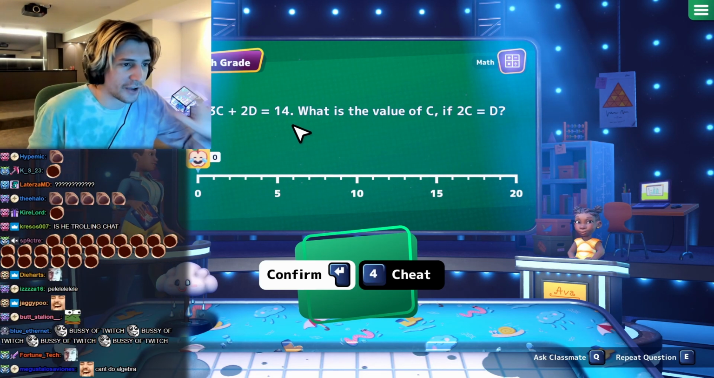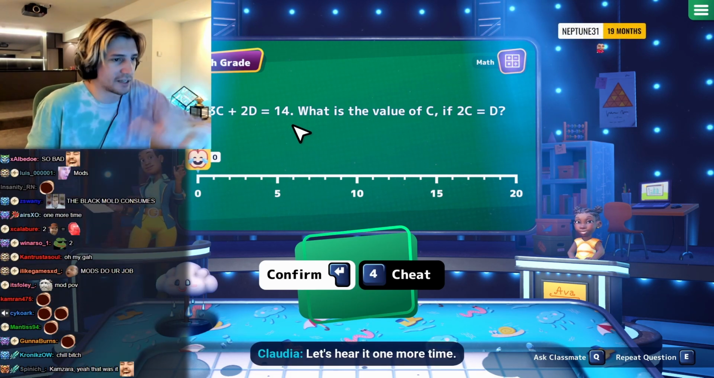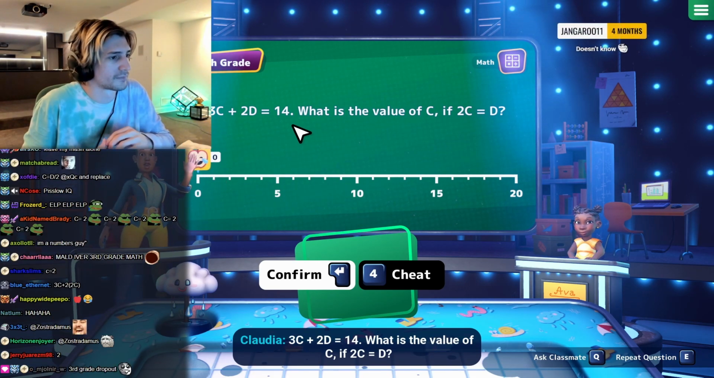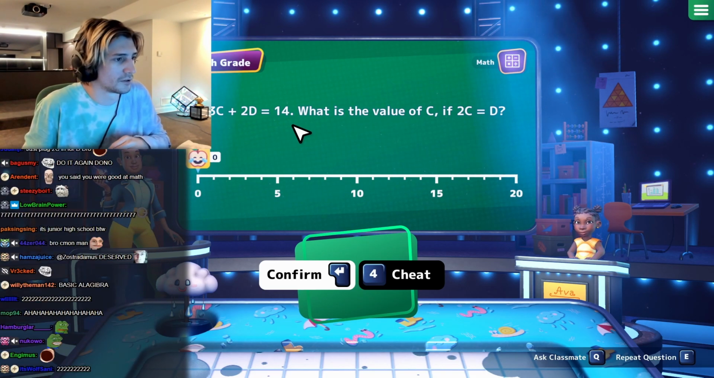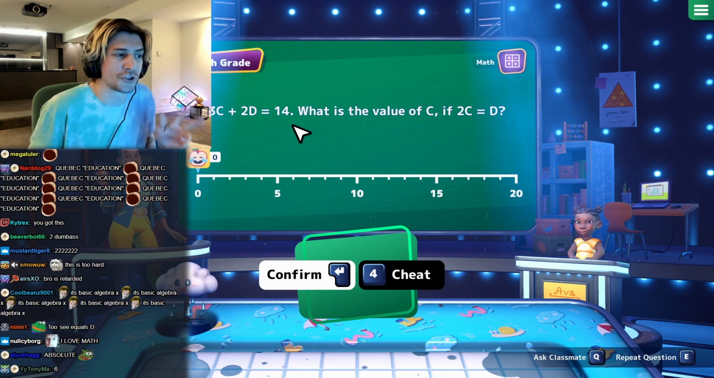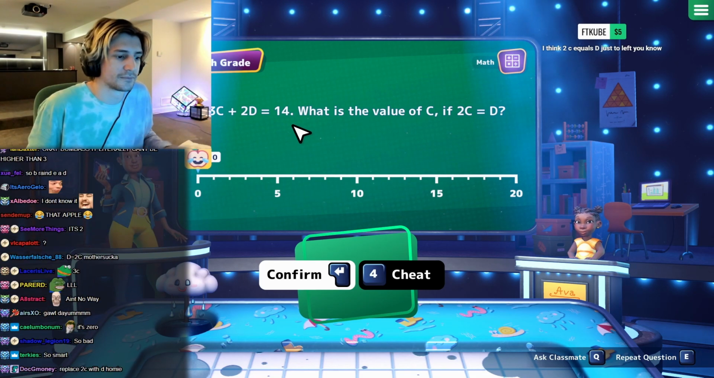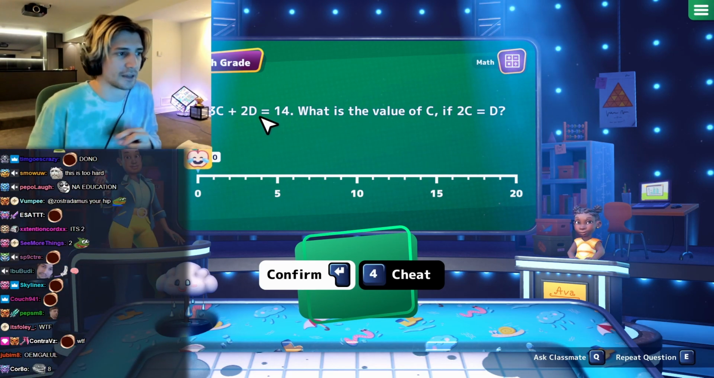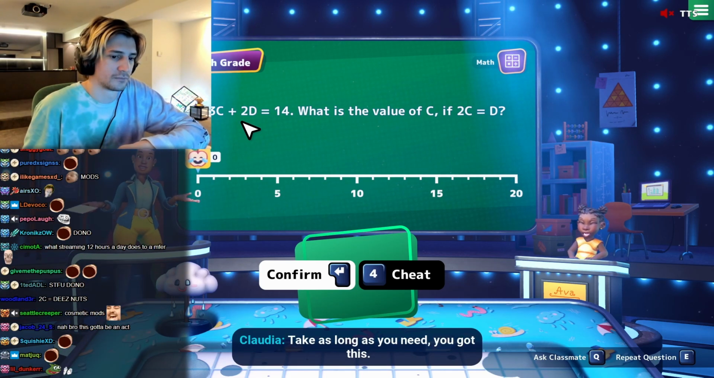Okay. Settle down. I got this. Let's hear it one more time. 3C plus 2D equals 14. What is the value of C if 2C equals D? Okay. Fair enough. Let's say I do 3C. So 3C. I think 2C equals D, just to let you know. Okay, so 3C equals 14 minus 2D. Take as long as you need. You got this.